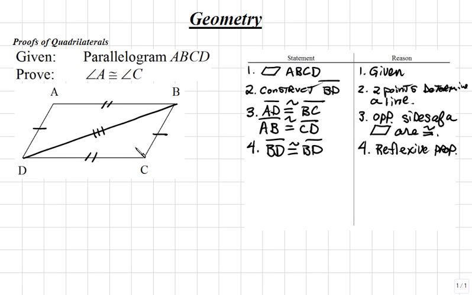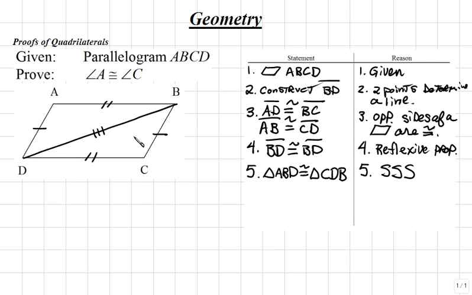We now have two triangles in which three sides of one triangle are congruent to three sides of another. So therefore, these two triangles are congruent by the side-side-side congruence property. So our fifth reason we'll simply write as they are congruent by side-side-side. The two triangles are going to be triangle ABD is congruent to triangle CDB by the side-side-side congruence property.